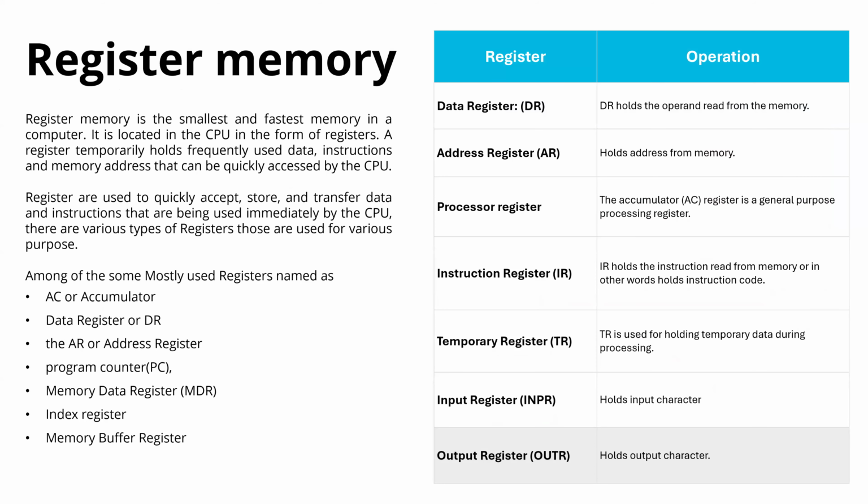Let us talk about registers. Registers are the smallest and fastest memory of the computer, allocated to the CPU. Of course, it's close to the CPU. What I'm trying to say is that registers are just used for quick access, store, and transfer of data. Like I said, it's still following that principle.